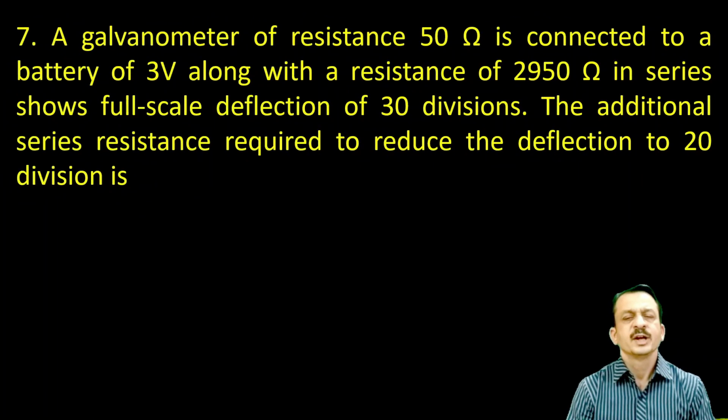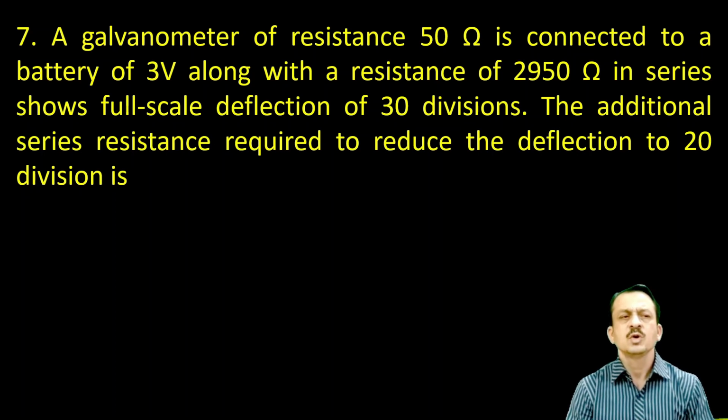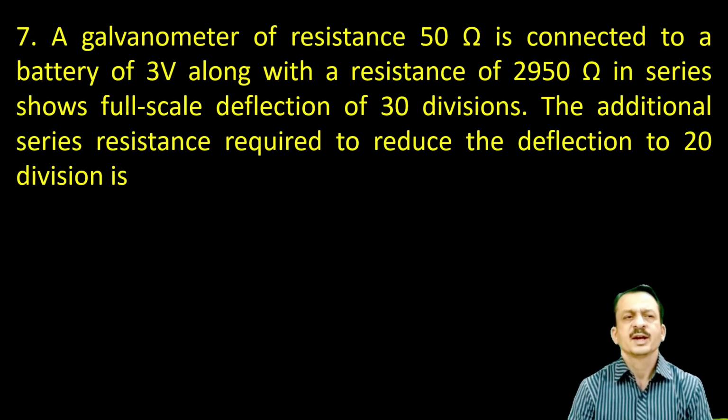A galvanometer of resistance 50 ohm is connected to a battery of 3 volt along with a resistance of 2950 ohm in series. It shows full scale deflection of 30 divisions. The additional series resistance required to reduce the deflection to 20 divisions. So here a galvanometer is connected to a series high resistance. That means we are going to convert a galvanometer into voltmeter. In the first case, it is going to have a full scale deflection for the 30 divisions. In the second case, we have to reduce the deflection to 20 divisions. In order to reduce the deflection, I have to increase the resistance of the galvanometer.